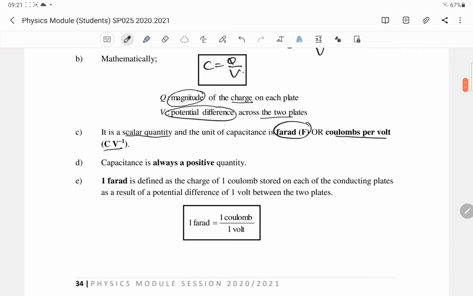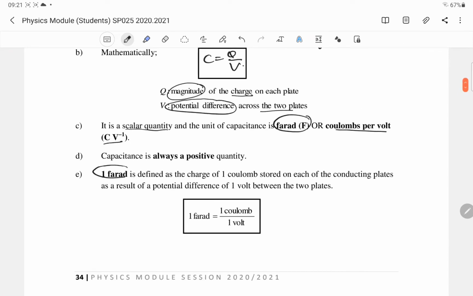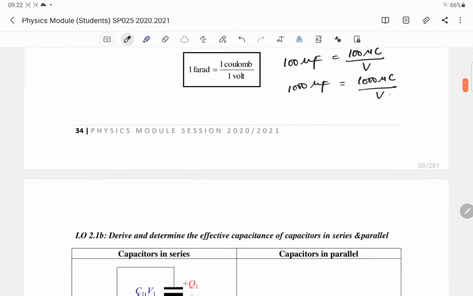Okay, so soalan tanya, what is defined by 1 farad? Kita tahu 1 farad is equal to 1 coulomb per 1 volt. Kalau soalan tanya, what is meaning by 1 microfarad? So 1 microfarad is equal to 1 microcoulomb per 1 volt. What is meaning by 100 microfarad? Okay, so 100 microfarad is ratio of 100 microcoulomb of charge per 1 volt. Kalau soalan tanya 1000 microfarad, so it will be 1000 microcoulomb per 1 volt. Okay, between the two plates.